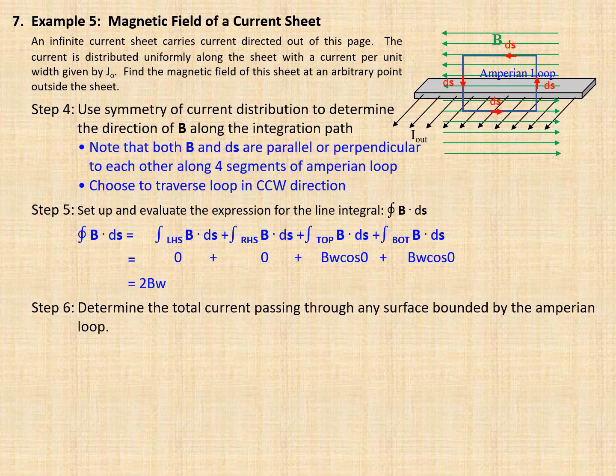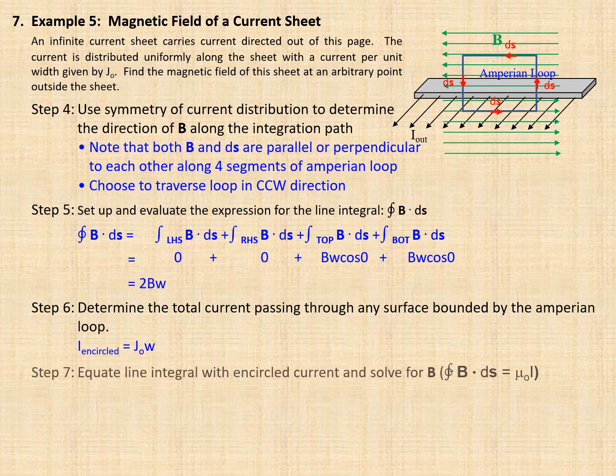In determining the total current passing through any surface bounded by the loop, the encircled current is simply going to be the current density, which remember is the current per unit width, times the width of that loop, W. That's going to give us an expression for the total current which is enclosed, or which penetrates, the rectangular surface bounded by that loop.